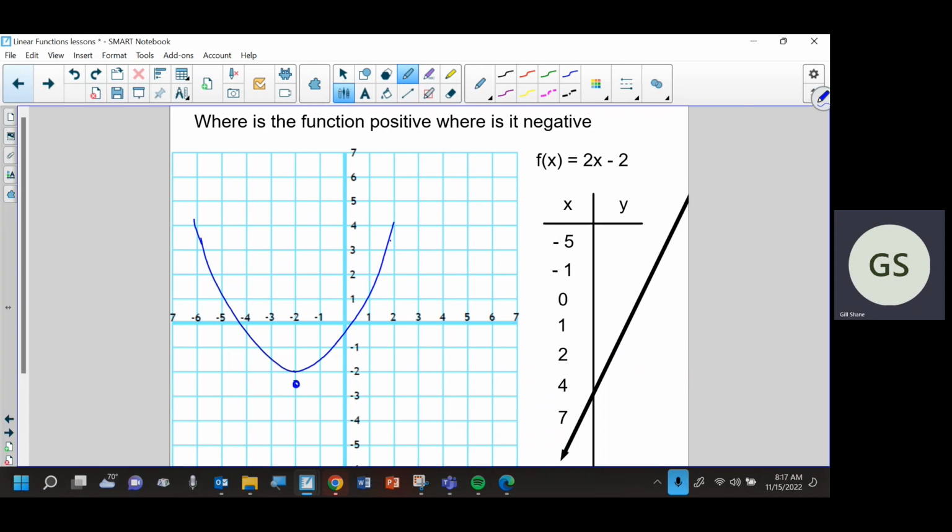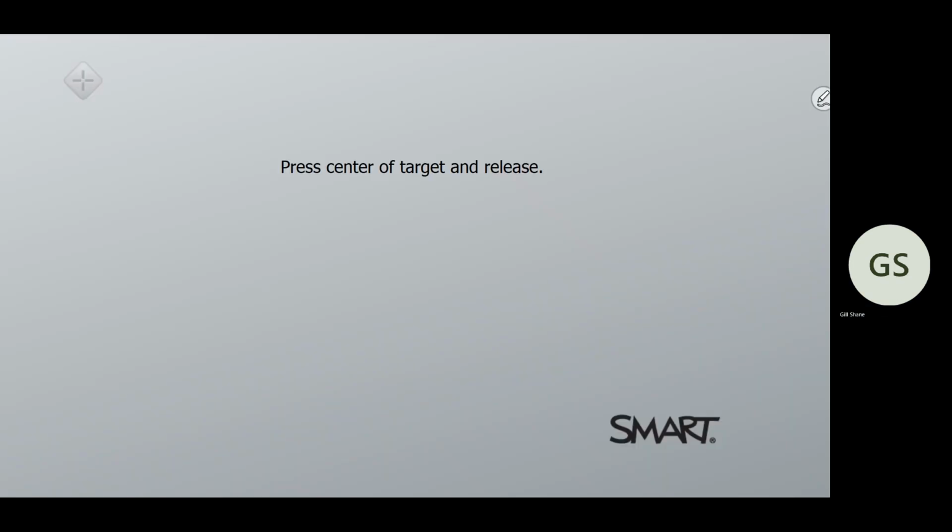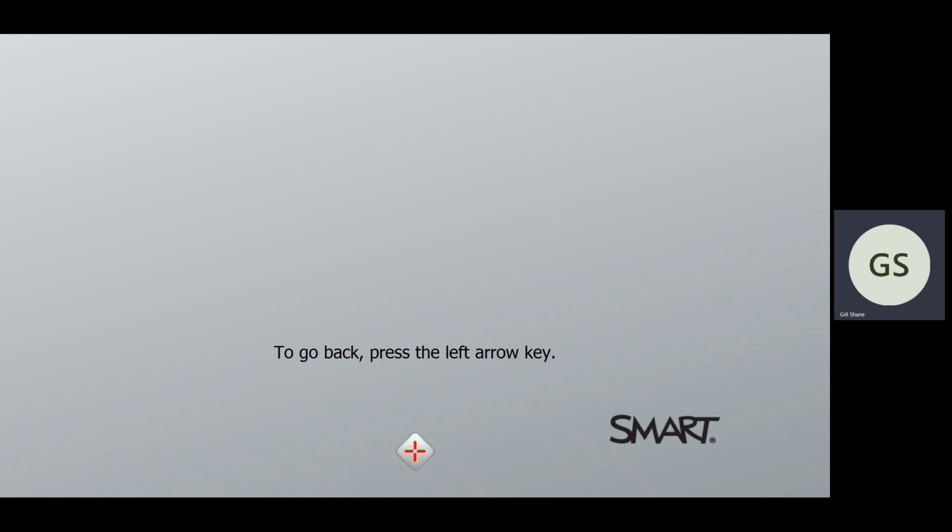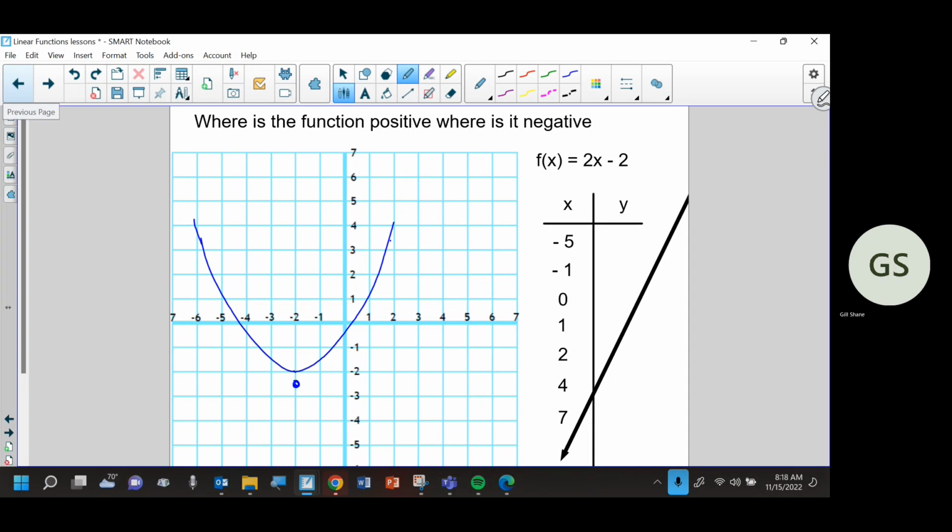Oh, man, how did it just stop working right in the middle? Every class. All right, let's try that again.